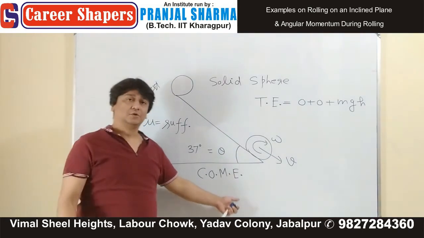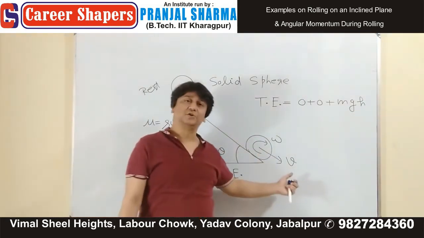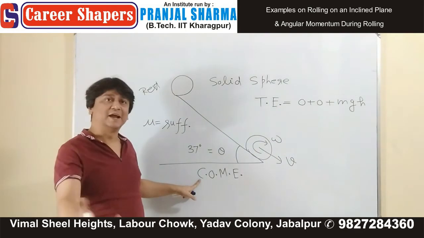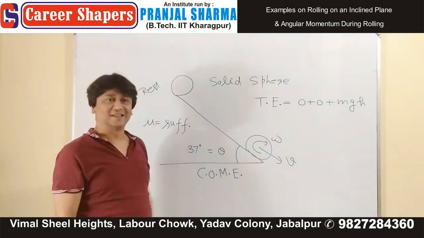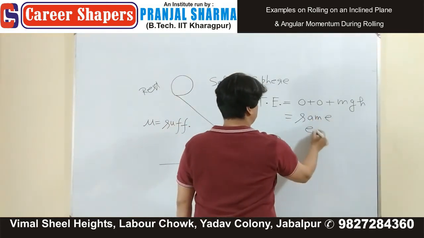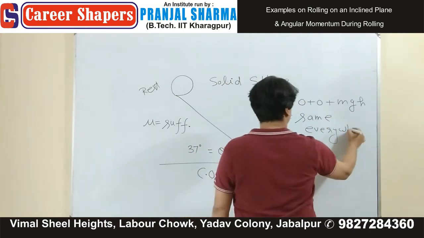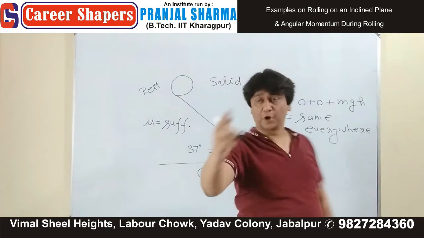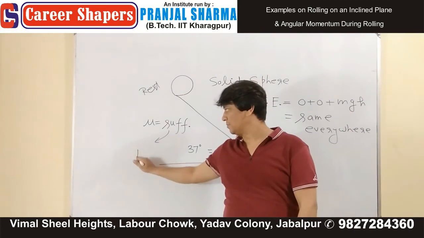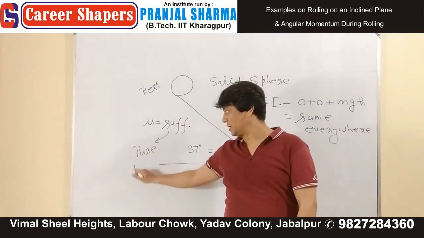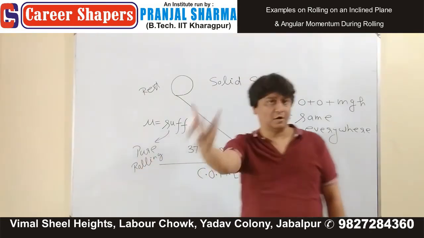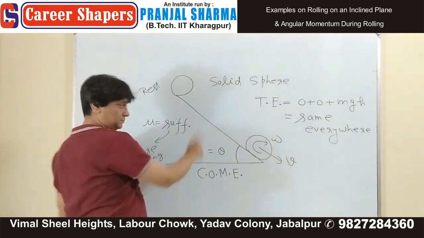What is COME? COME means total energy at the highest point, total energy at the lowest point, or total energy at any other point is the same. ऐसा नहीं कि यहाँ ज्यादा है. Total energy is same everywhere, because of pure rolling, because of sufficient friction. Sufficient friction will ensure that we have pure rolling. Pure rolling means friction will not eat out any part of energy, and therefore it's same.